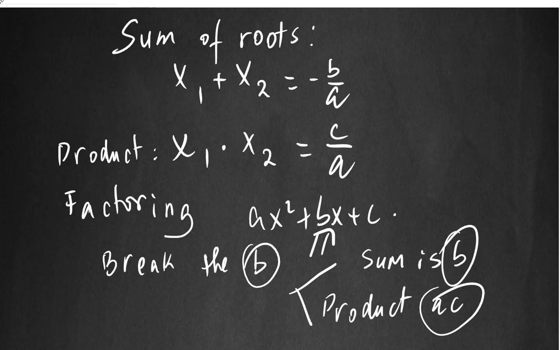So I would like you to pause the video and write these formulas. The sum of the roots is equal to minus b over a, product is c over a, and when we are factoring we have to break b in such a way as to get two numbers that add up to b, and they have the product of a times c. The next video in these lectures will just give us the chance to see how these work.